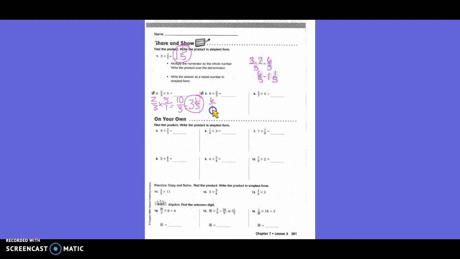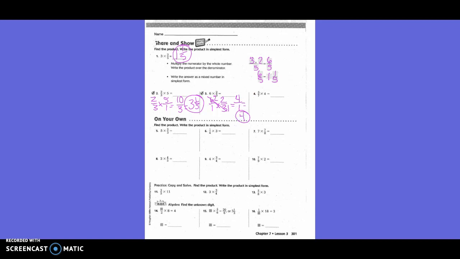How am I going to write the next one? 6 over 1 times 2/3. Can I simplify before I start? Yes. What goes into 3 and 6 both? 3. 3 goes into 3 once. 3 goes into 6 twice. 2 times 2 is 4. 1 times 1 is 1. So that's 4.